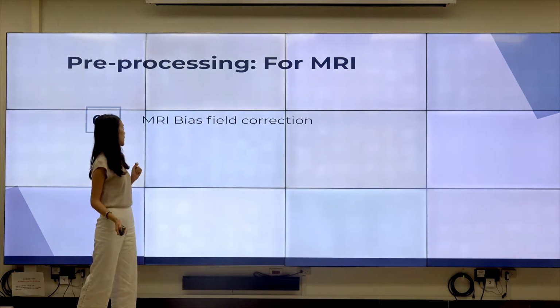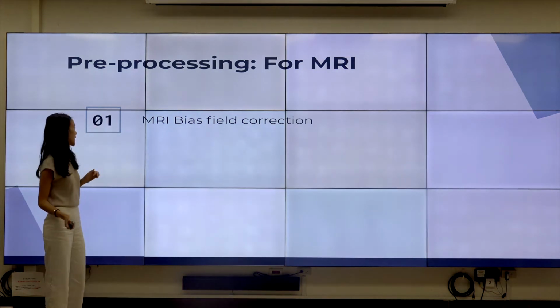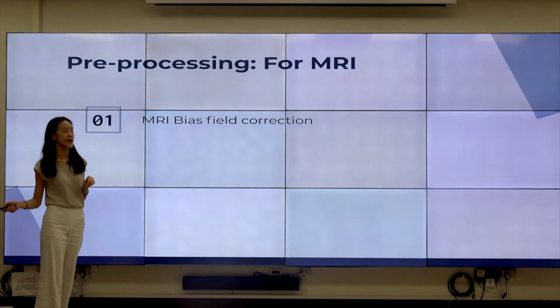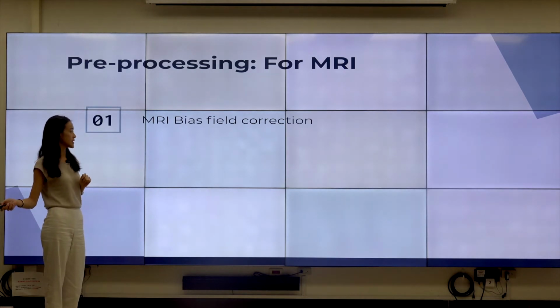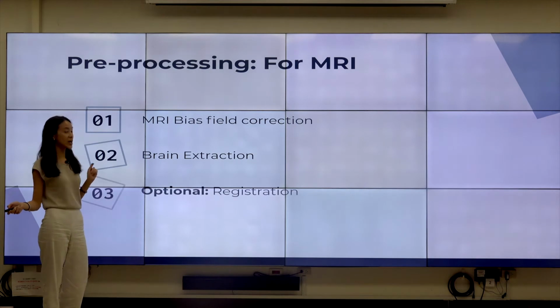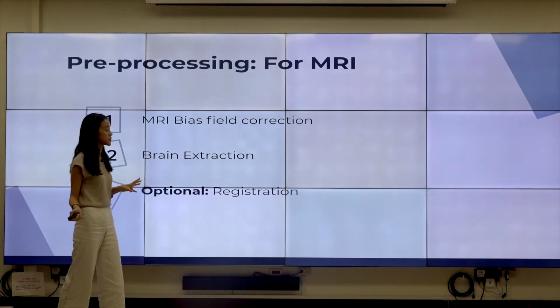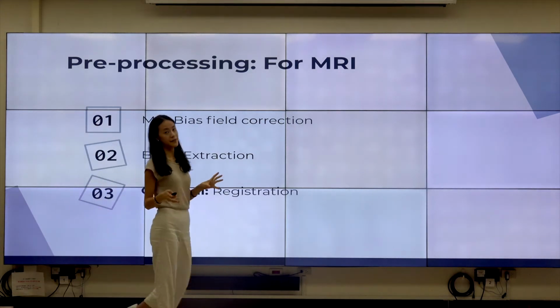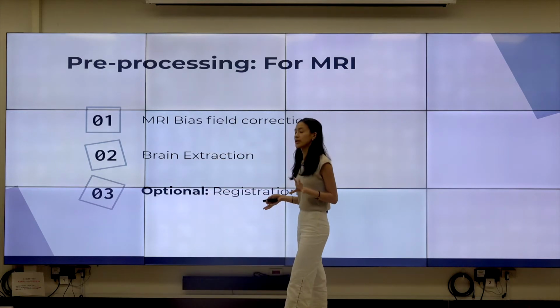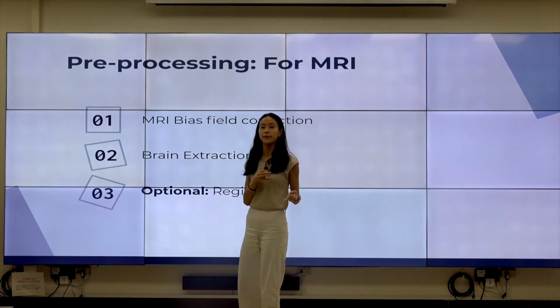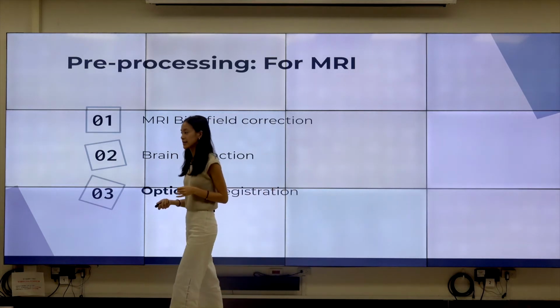So pre-processing for MRI, the very first thing that we would be looking at is the MRI bias field correction. The second thing we'd be looking at is the brain extraction. And the third thing would be optional. It's not necessary for everything, and it's called registration. So usually we use registration when there is different modalities, for example, from CT to MRI scans.